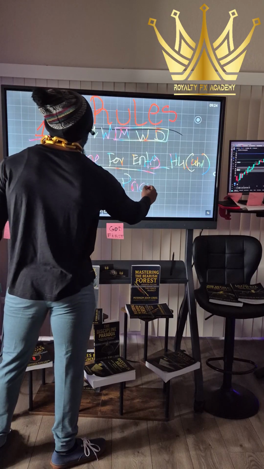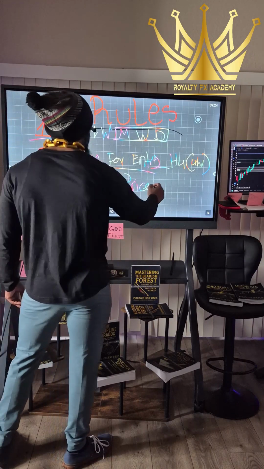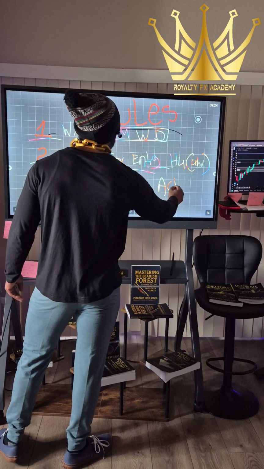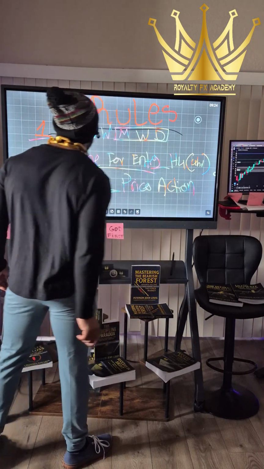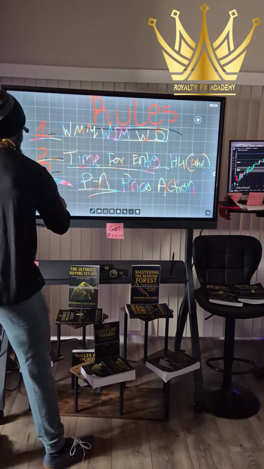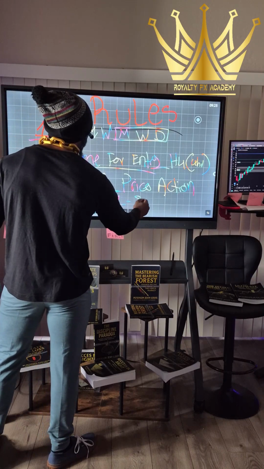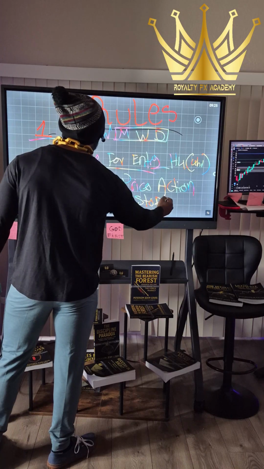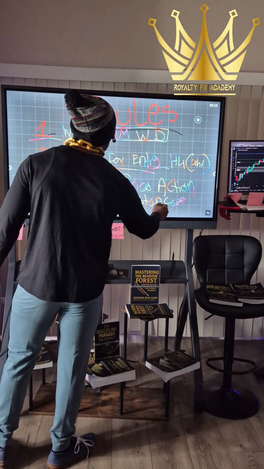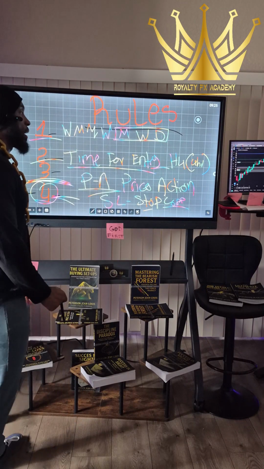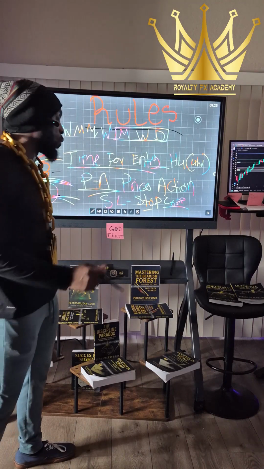So that's the reason you click buy or sell. Price action. And rule number 4, which is what we are covering today, that is your SL. That is your stop loss. Basically, stop losing. We're going to go over why and where we place them.